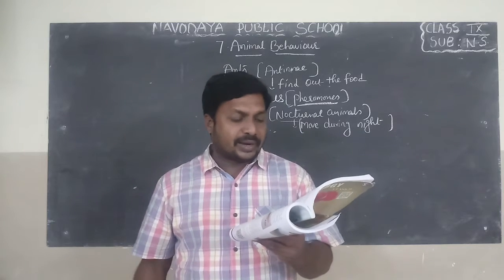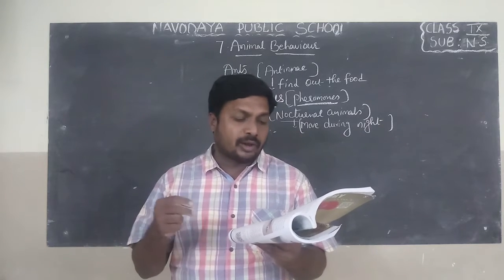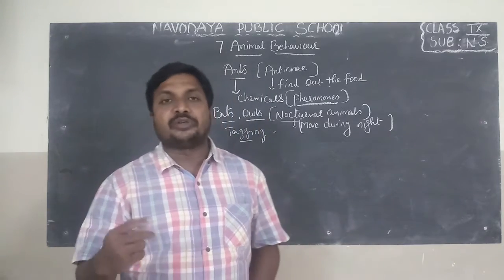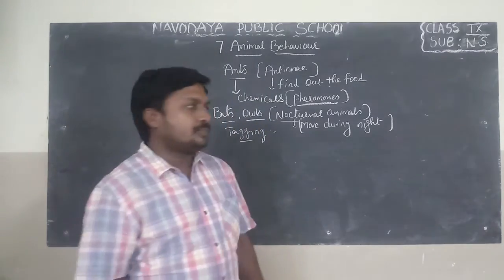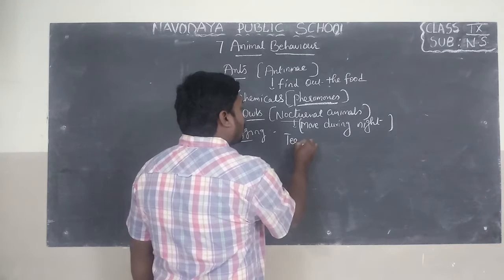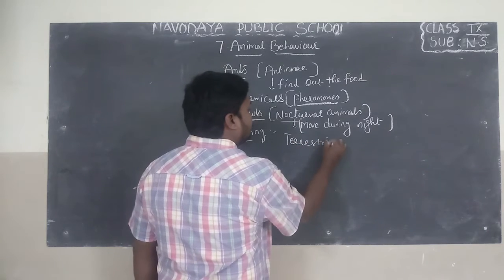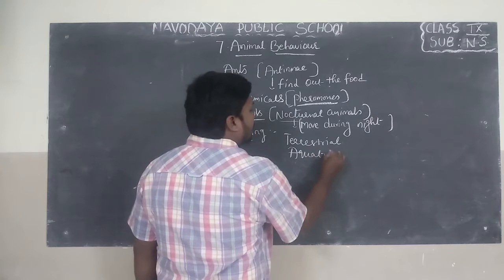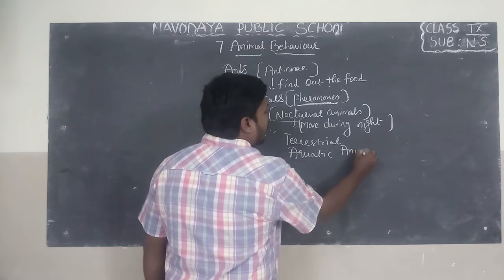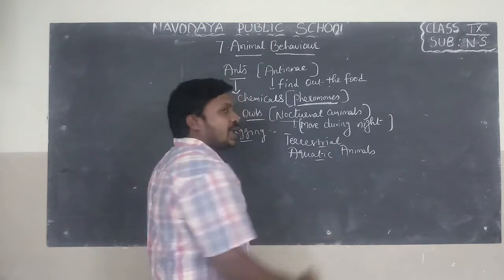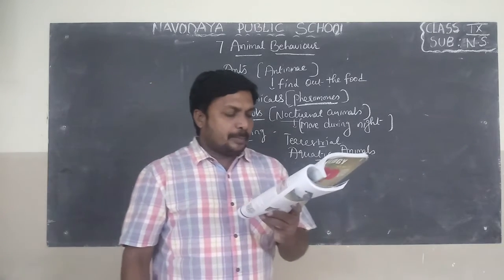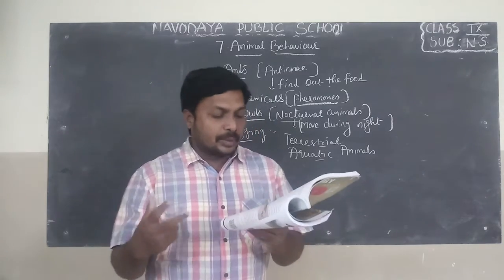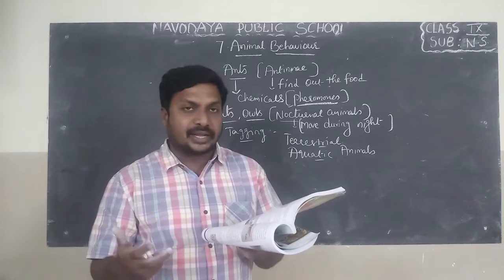Offspring of different animals either live on land or in water. The animals which live on land are called terrestrial animals. The animals which live in water are known as aquatic animals. Terrestrial animals and aquatic animals perform activities by instinct, imprinting, imitation or conditioning.